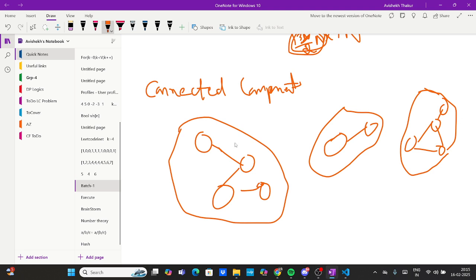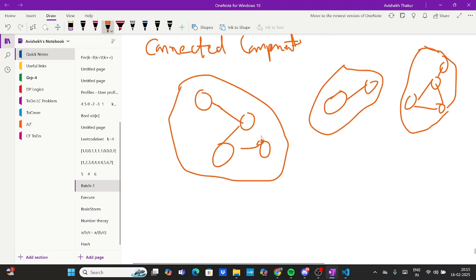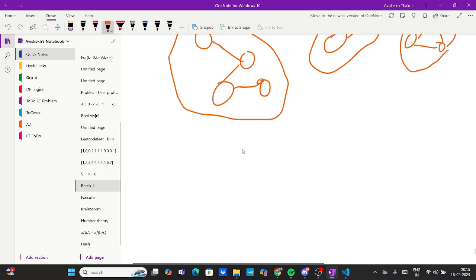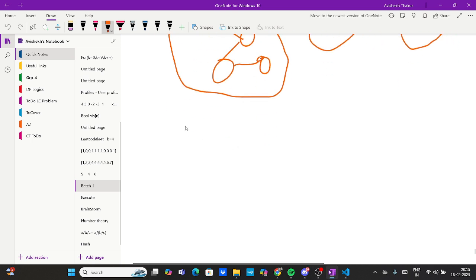Okay, this is a connected component, but what I have drawn is undirected, right? Correct. So you have something similar for directed graphs also, and for directed it is known as strongly connected components. It's advanced, and I'm not sure if we have to cover it or not. There is a famous algorithm for detecting strongly connected components, which is Kosaraju's algorithm.